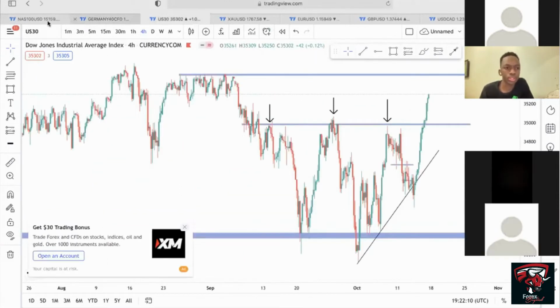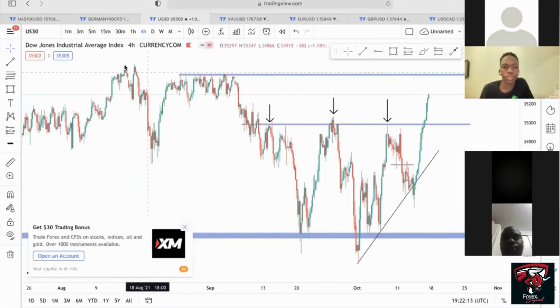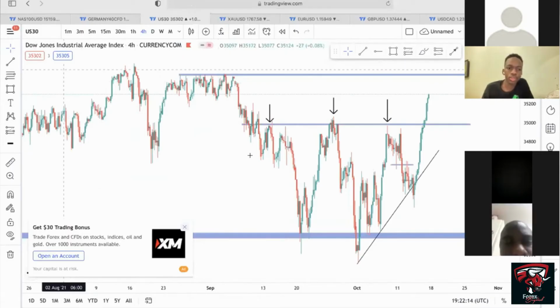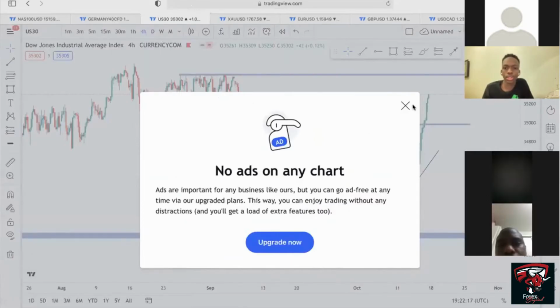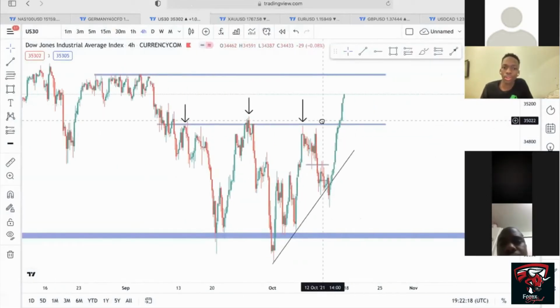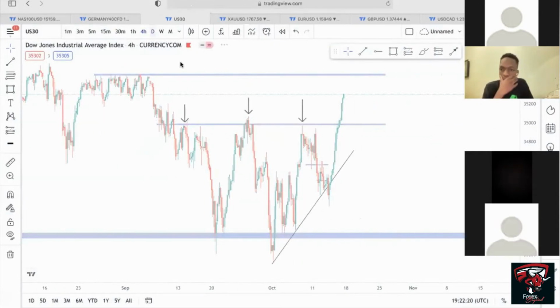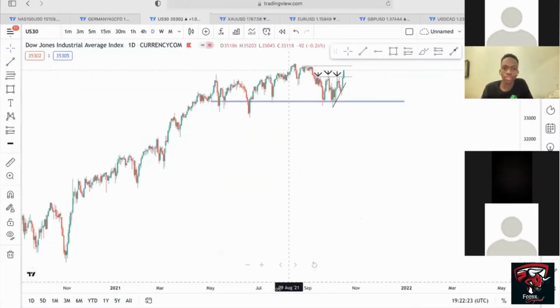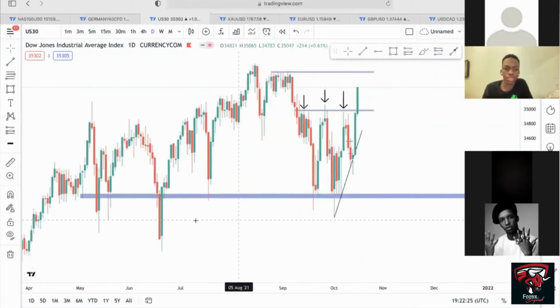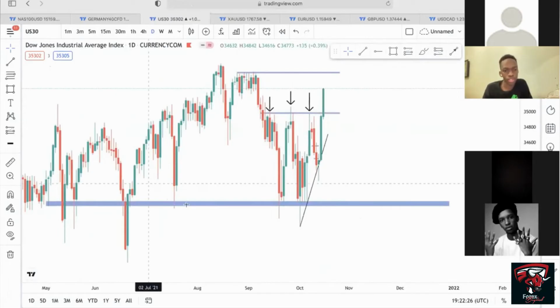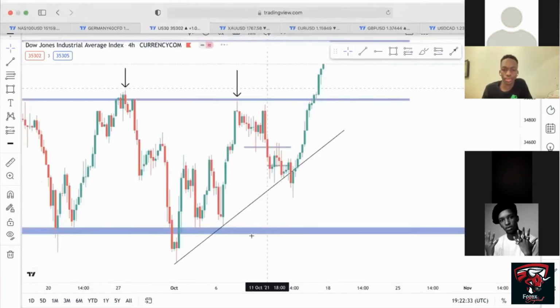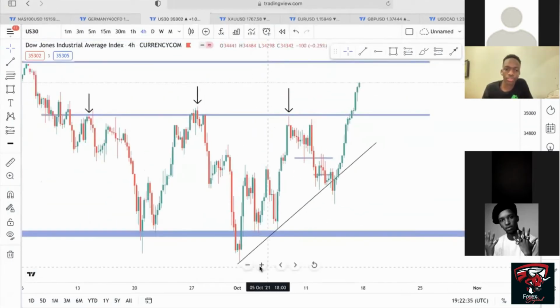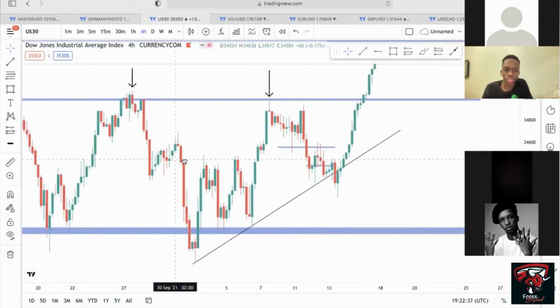Okay, so German done, US 30. I'm also not going to start this one from the beginning because it's just going to take time. But daily time frame, same as German 40, drawing in that support level. After the support level, then we want to go down to the 4-hour time frame. The only difference here is that I drew a trend line.